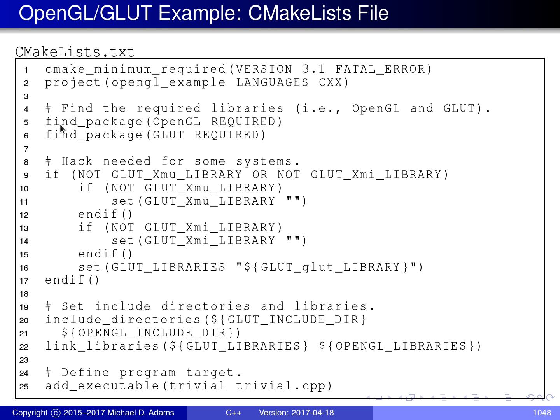Then we proceed on to find any required libraries that are used by the software. In this case, we need to find both the OpenGL and GLUT libraries. So to do this, we use the find_package command. First we find the OpenGL library. We specify an option of REQUIRED here, which says that if the library is not found, this is deemed a fatal error and the build process should just terminate. Next, we find the GLUT library, again specifying the REQUIRED option.